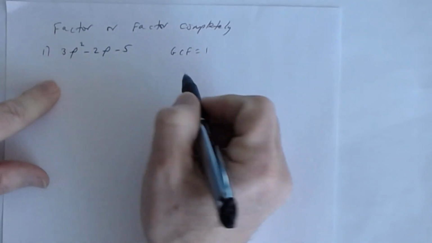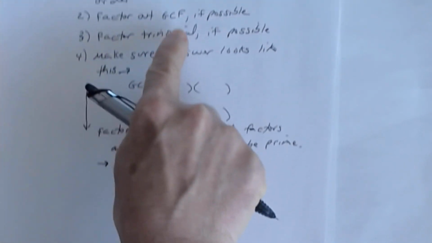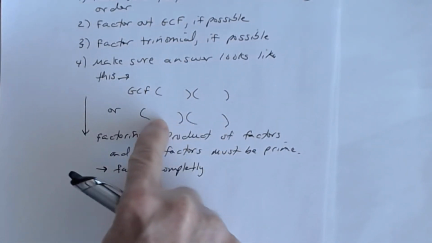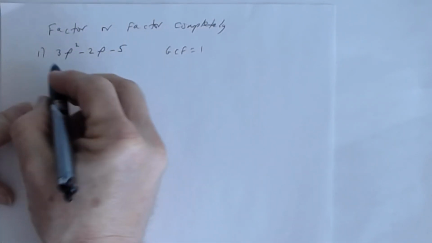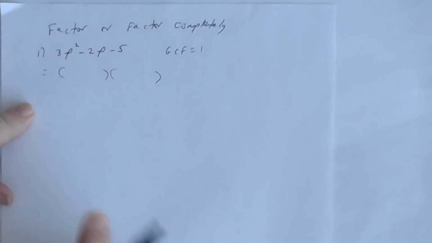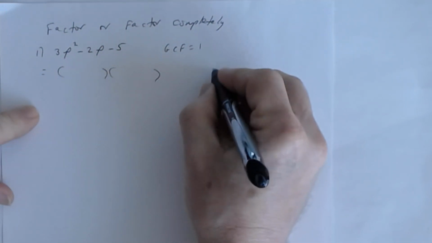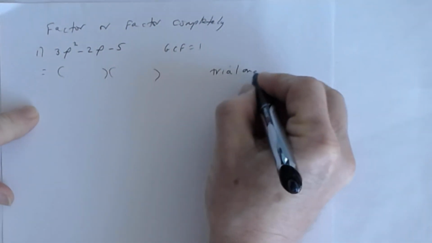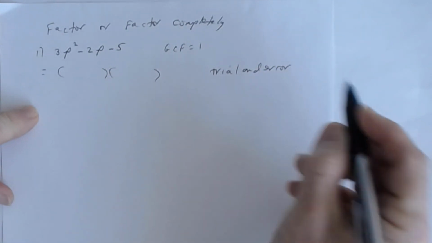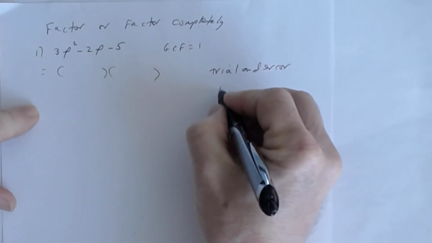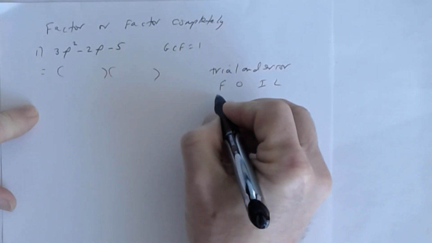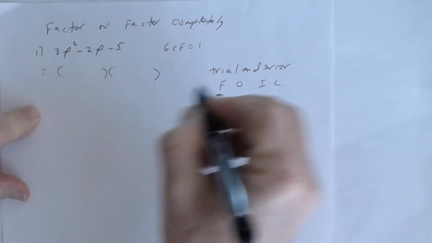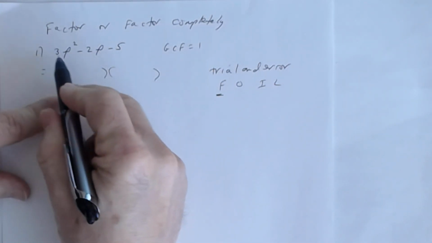So since there's nothing to factor out, then what we're going to do next is factor this trinomial so that it looks like this. So in other words, since the GCF is 1, I'm going to go directly from here and do this now. And that's where we're going to use trial and error. Sometimes it's called reverse FOIL. So when you think of FOIL, remember first, outer, inner, last. So what you do first is look at F for first. So you see this right here is 3p squared.